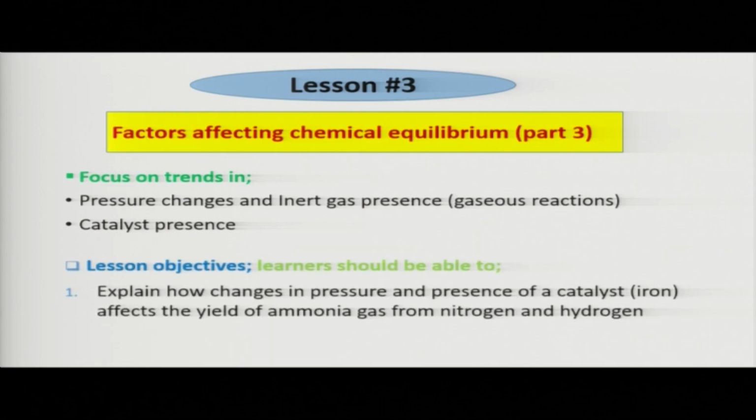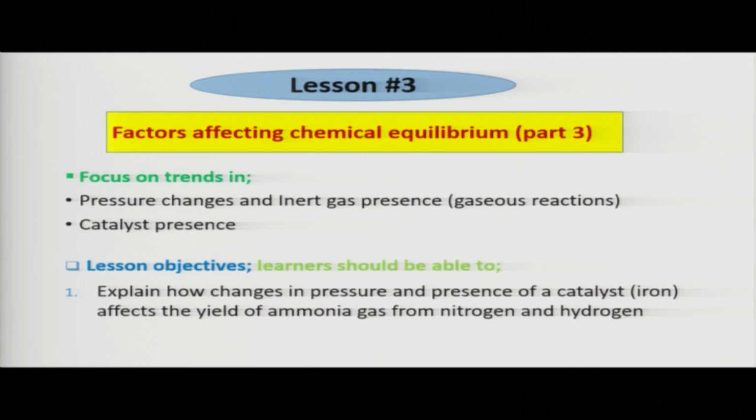So we have our objective. I combined it and considered it as one because our focus will be on ammonia production from nitrogen and hydrogen. So as such, the objective is to explain how any increase or decrease in pressure and the presence of a catalyst affect the yield of ammonia, basically in the lab or even in industries. And that is our objective.